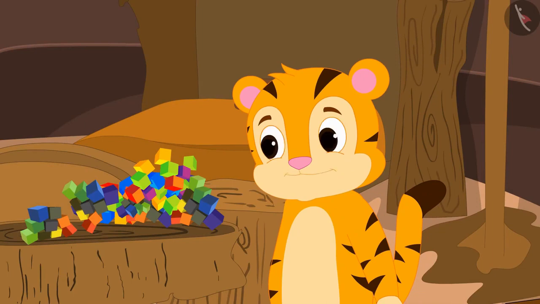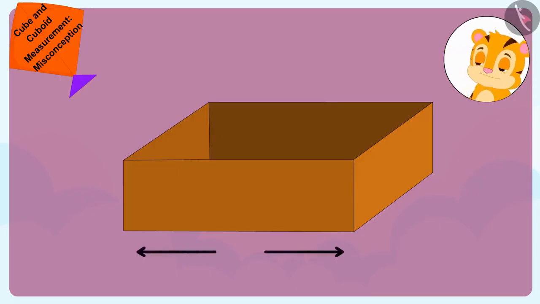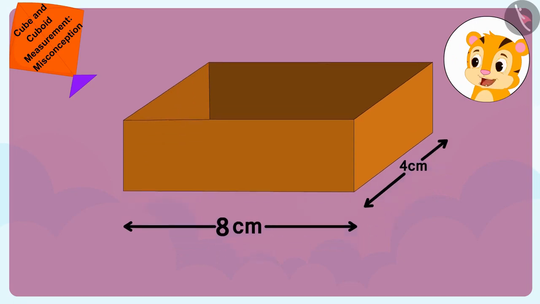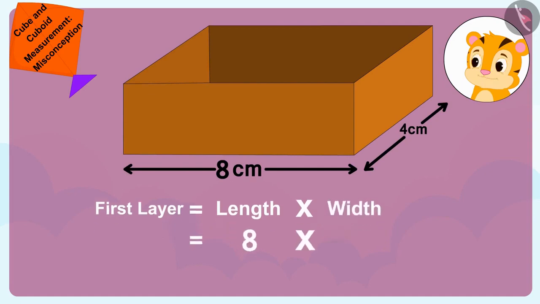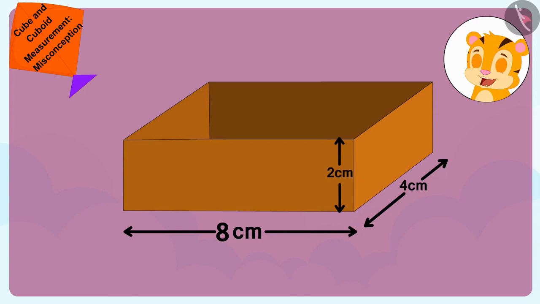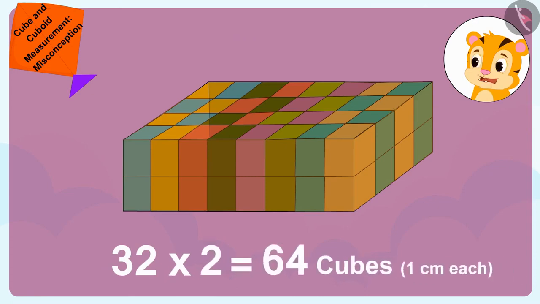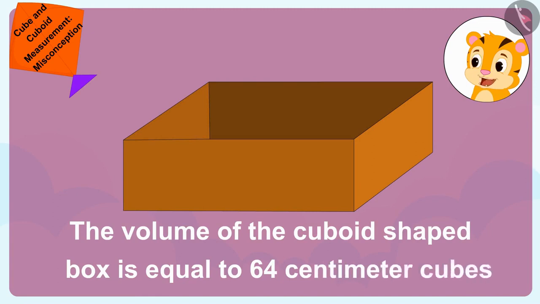It is not necessary that the volume of the cube shape is always less than the volume of the cuboid. See, the length of this cuboid shaped box is 8 centimeters and the width is 4 centimeters. This means that the first layer of this cuboid shaped box will have length into width, 8 times 4, 32 cubes of dimension 1 centimeter each, and its height is 2 centimeters. That means there would be 2 such layers. We will be able to place a total of 32 times 2, 64 cubes of dimension 1 centimeter each in the cuboid shaped box. In other words, the volume of the cuboid shaped box is equal to 64 centimeter cubes.